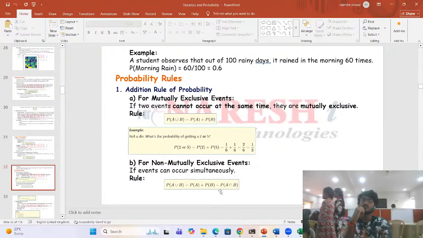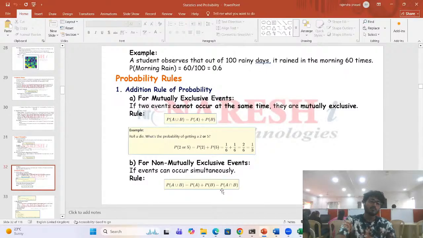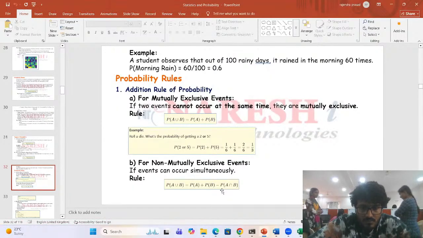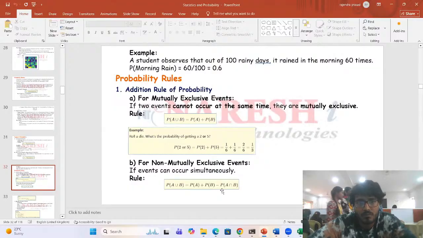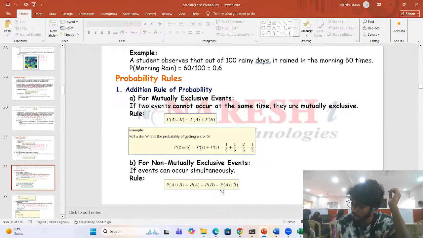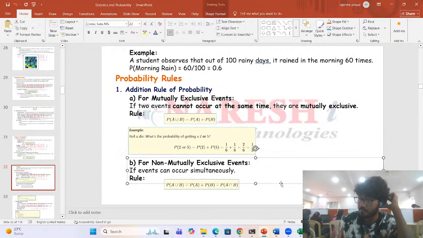So when the events are non-mutually exclusive, the probability of A or B equals probability of A plus probability of B minus probability of A intersection B. What is this probability of A intersection B? In probability, union stands for or, intersection stands for and. What is the probability of getting events A and B together? In that case, we can calculate the probability of A intersection B.